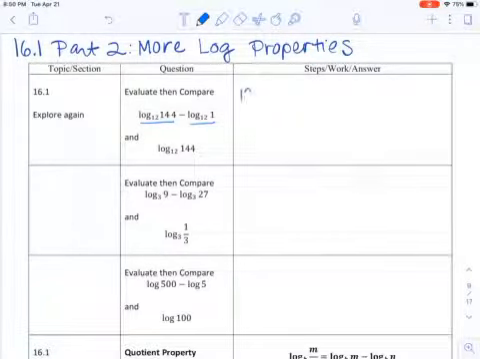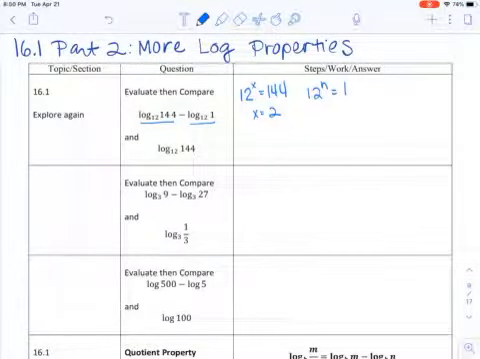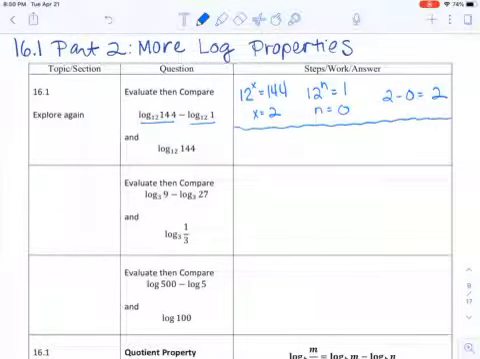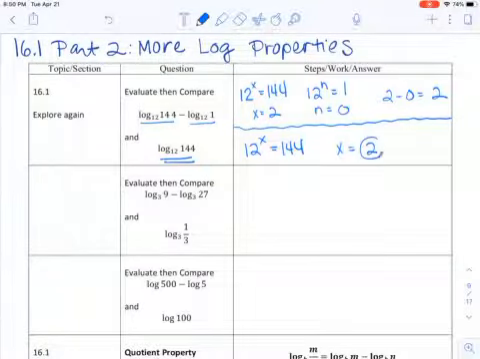So remember that, of course, means 12 to the x equals 144, and so x is 2. And then 12 to some power equals 1, and so that power is going to be 0. And 2 minus 0 equals 2. And then if I look at the other one, I have log base 12 of 144. So that's 12 to the x equals 144, and so x is 2. And again, these are the same. Okay?